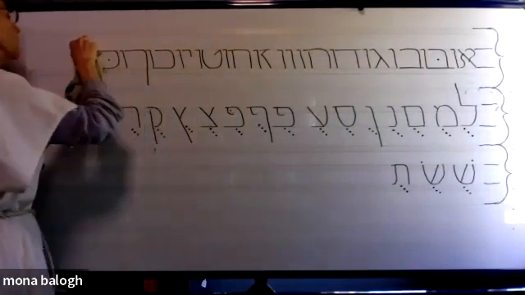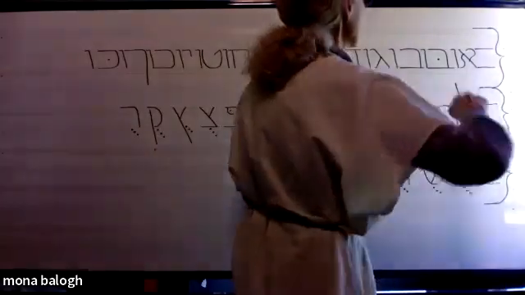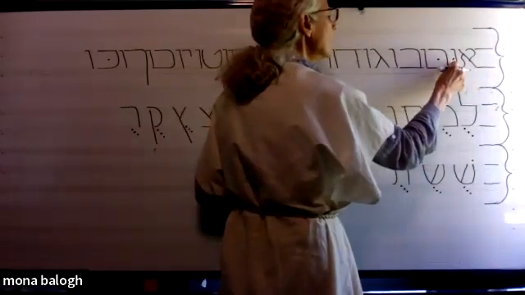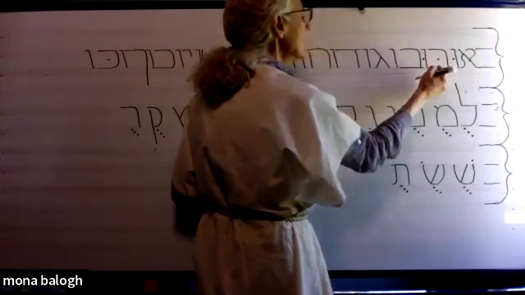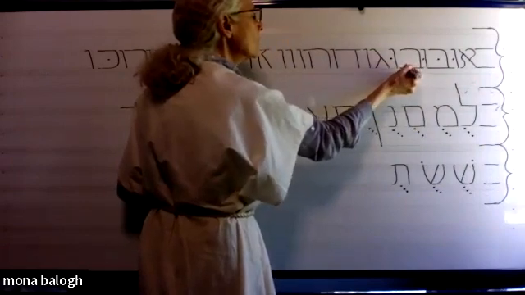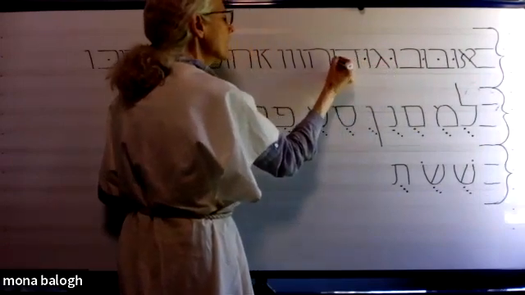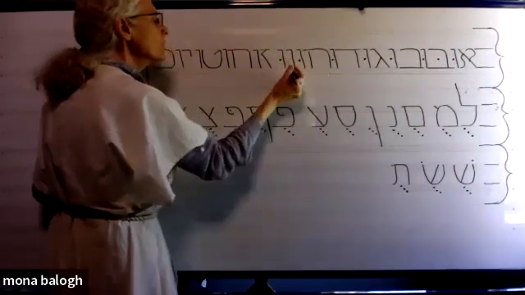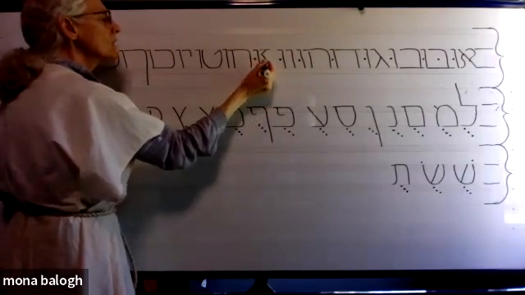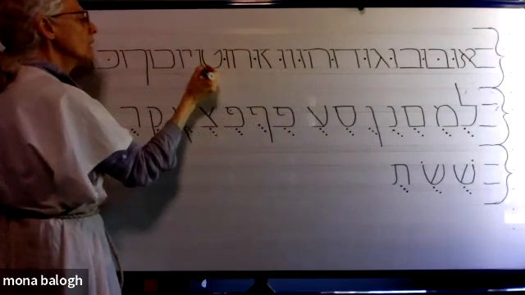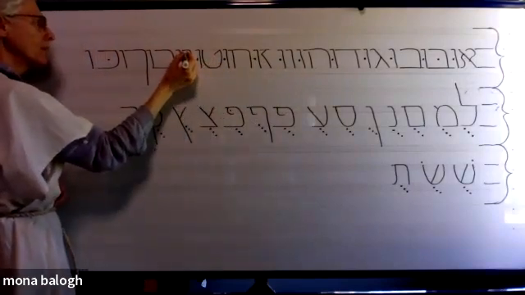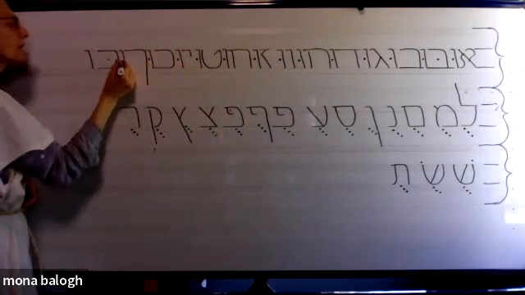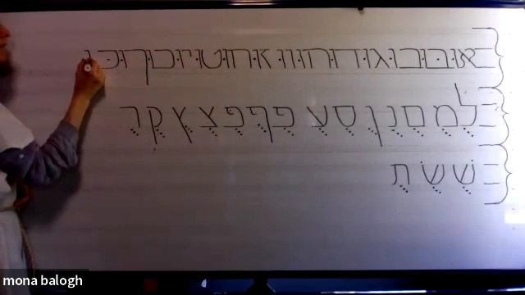And remember, when you have a vav with the dot in the belly, it's like you're punching your belly and you're going ooh. Aleph, vav u, u. Beit, vav u, bu. Veit, vav u, vu. Gimel, vav u, gu. Dalet, vav u, du. Hey, vav u, hu. Vav, vav u, vu. Zayin, vav u, zu. Chet, vav u, chu. Tet, vav u, tu. Yud, vav u, yu. Chaf, vav u, chu. Chaf sofit, vav u, chu. And kaf, vav u, ku.